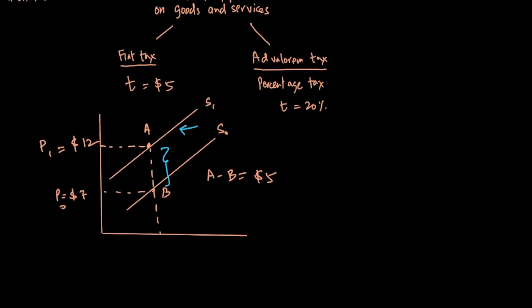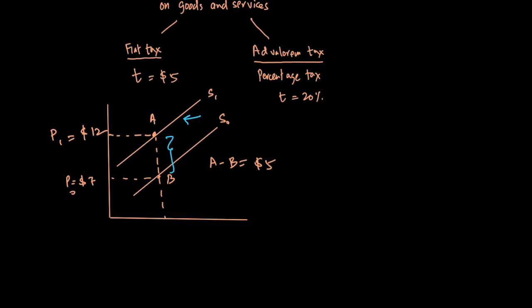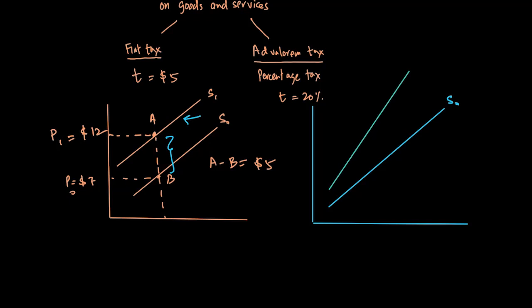On the other hand, when we look at an ad valorem tax and the shift of the supply curve, we will see the shift to be non-parallel, because now it's a percentage tax. So for example, when the price was $10 and you're putting a 20% tax, something which is $10 will now become 20% more expensive, which means $2 more, so the new price will be $12.